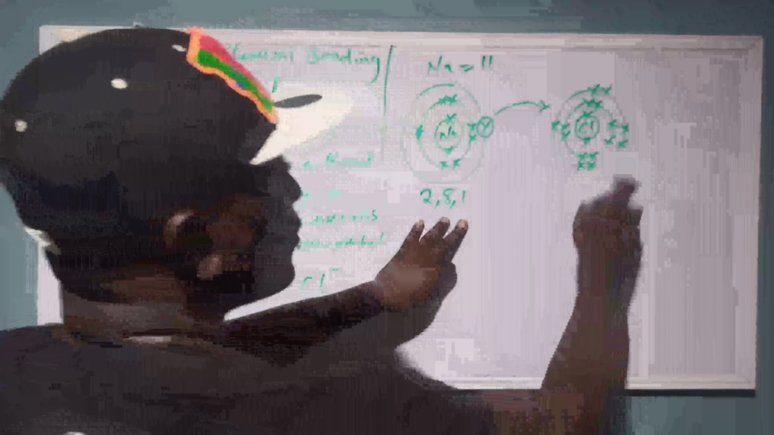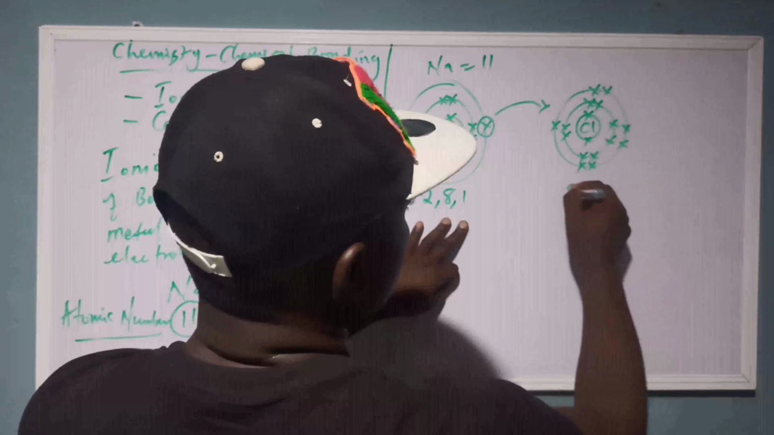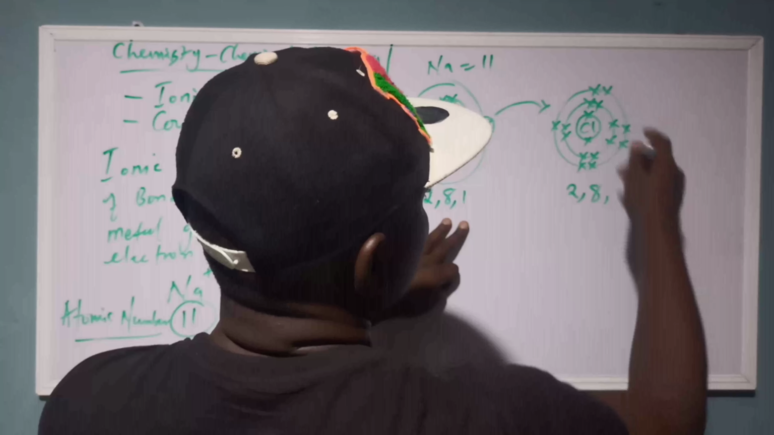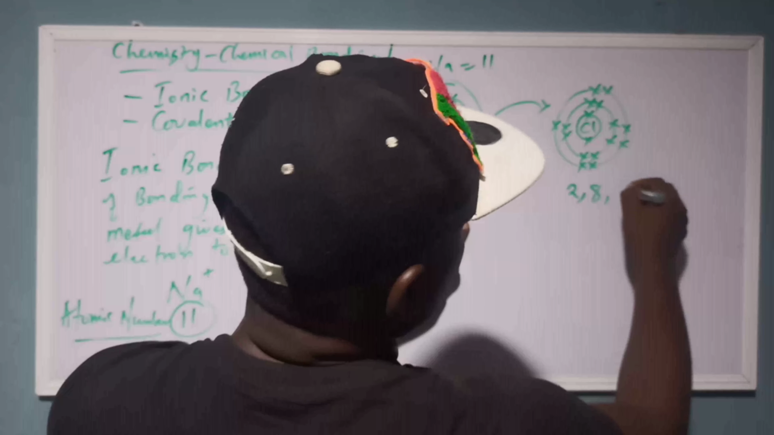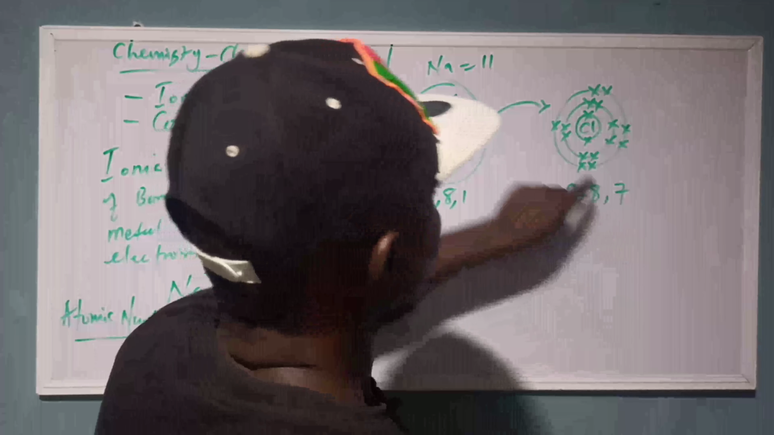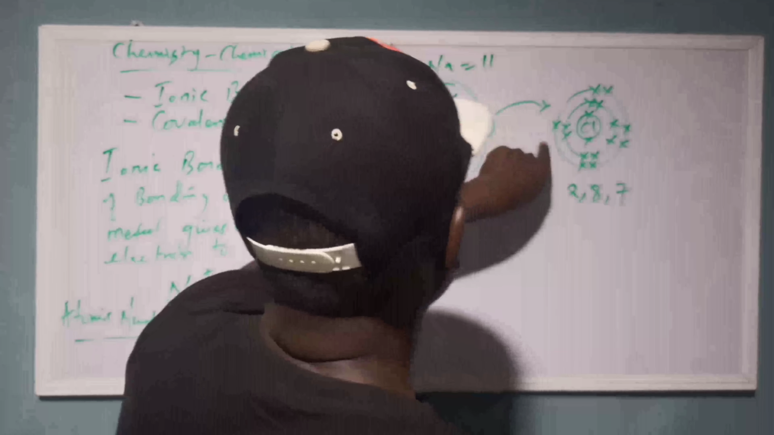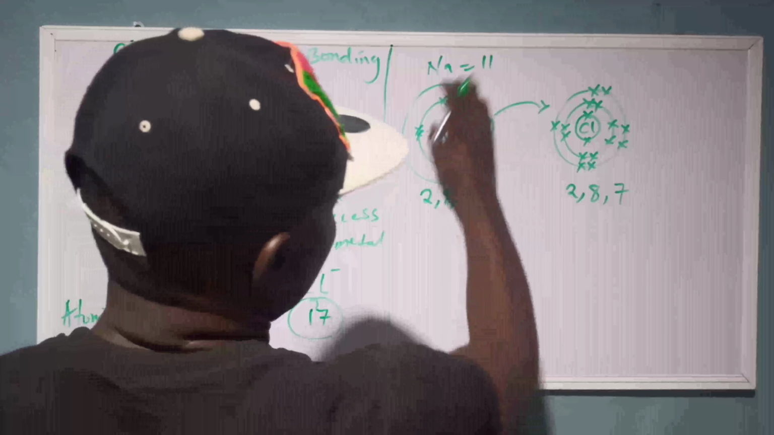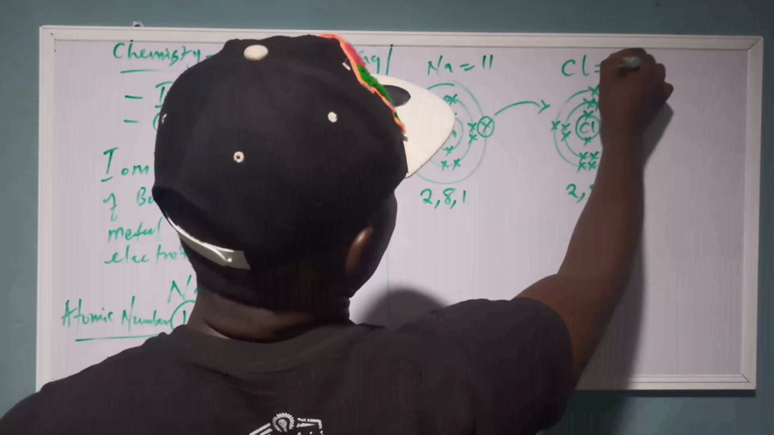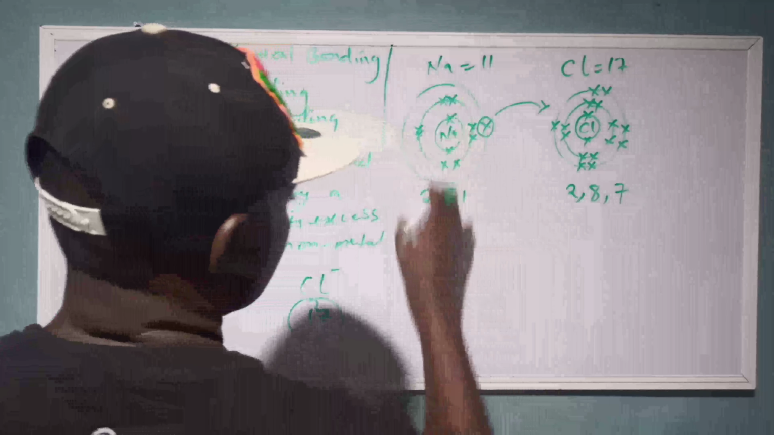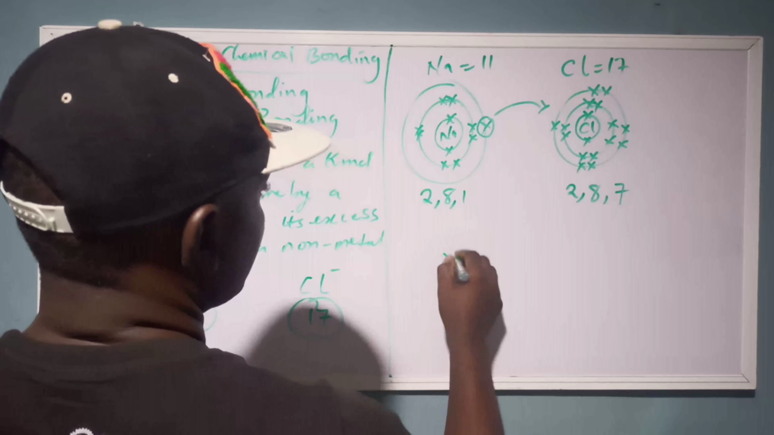Look at chlorine. Chlorine has the first shell to be 2, the second shell to be 8, and the third shell to be what? 7. So it's still not balanced. We need 1 for chlorine to be balanced, and we need this one to leave this place. So that's why sodium can easily give chlorine its 1 excess electron. So let's draw the final configuration.